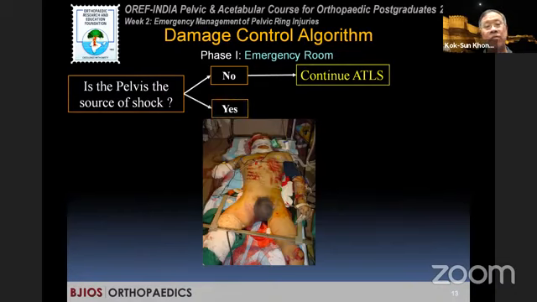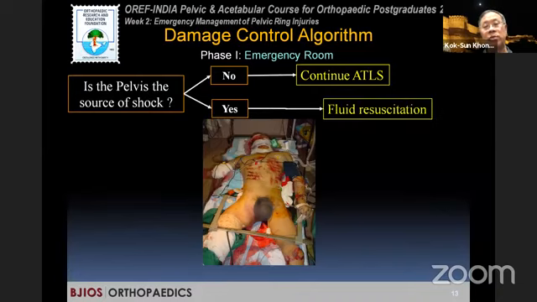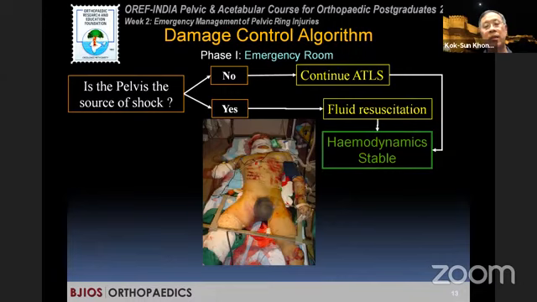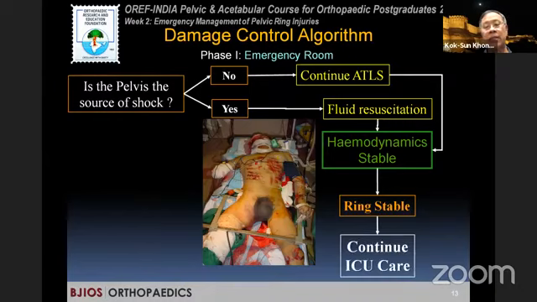control. If you have identified the pelvis as a source of shock, then you do the fluid resuscitation. They may be hemodynamically stable. That's all, and you've done your x-rays and you found that there's minimal displacement, the pelvic ring is not floating and it's also stable, then you can continue to ICU care without anything, except maybe at most a pelvic binder, which is easy to apply and to remove.